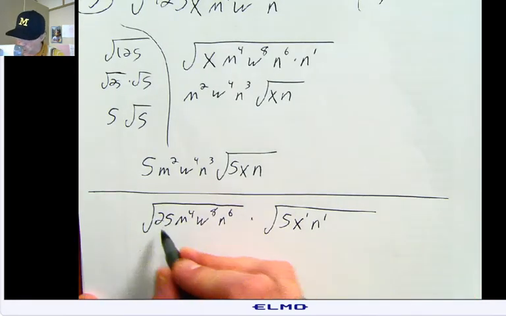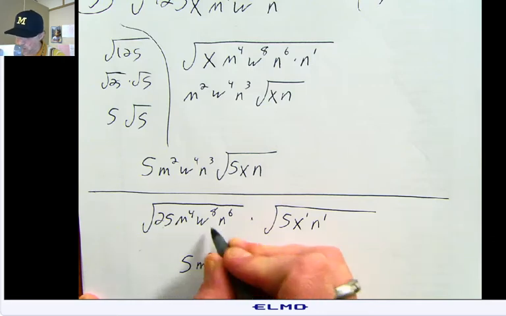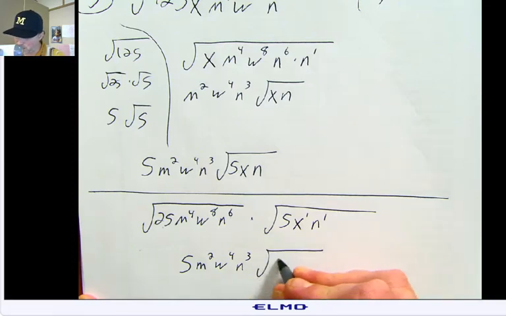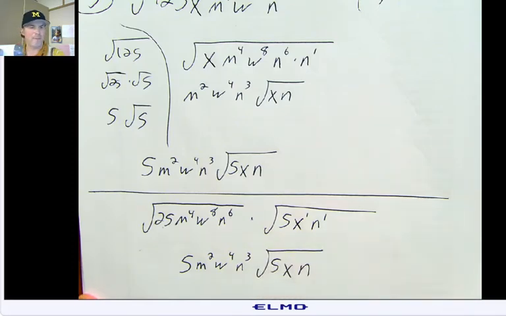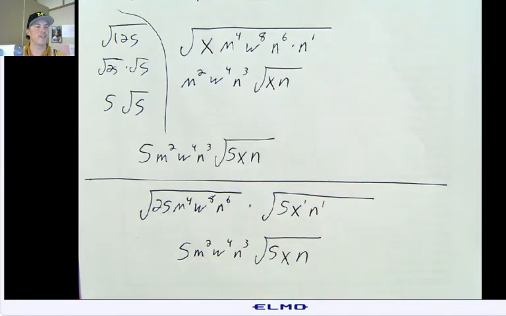And now the square root of 25 is 5. 4 divided by 2 is 2. 8 divided by 2 is 4. 6 divided by 2 is 3. And then left behind is a 5, the x, and the n. Yeah, Elliot likes that technique. I'm going to show this technique for the next 2 examples. That seems pretty clean.